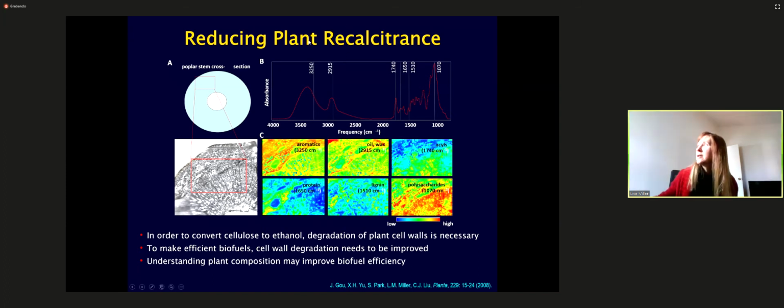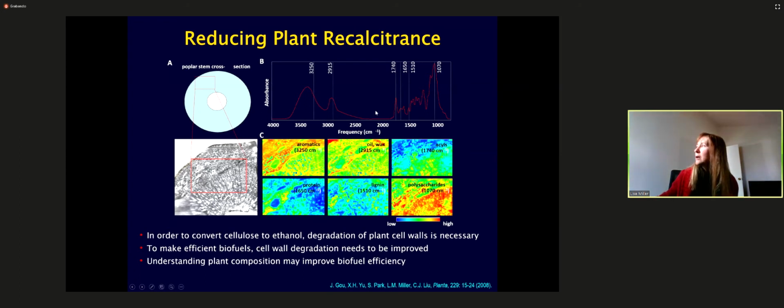If you want to make a plant less recalcitrant, or more able to convert the cellulose from the plant cell wall into ethanol, which is what biofuels do, you have to be able to reduce the plant recalcitrance. This picture here is a set of infrared images from the poplar cross section. This is just our cartoon, but this is the cross section of all the different layers in the poplar.